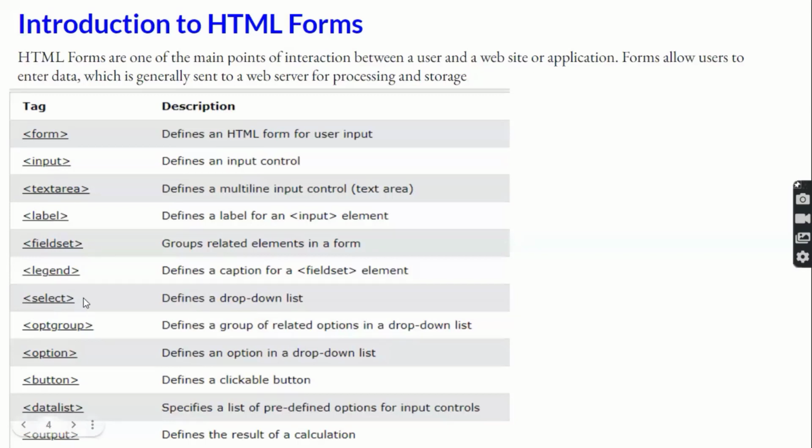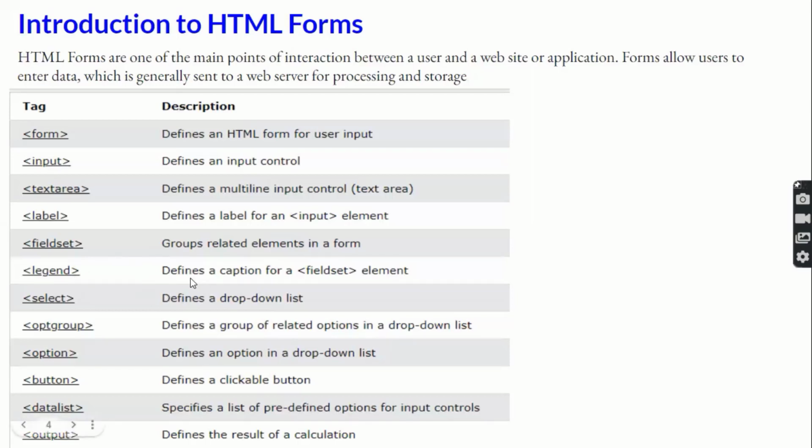We'll be touching select, optgroup, we won't be touching option, we'll be touching button, then we'll be touching datalist. And why won't we be touching output too? Why won't we be touching all these? Basically, there are things that you don't need for now. As a beginner, you don't need them. I'm very sure that you don't need them now, unless probably you are specializing in something that requires them. But I can assure you, you can do without them.